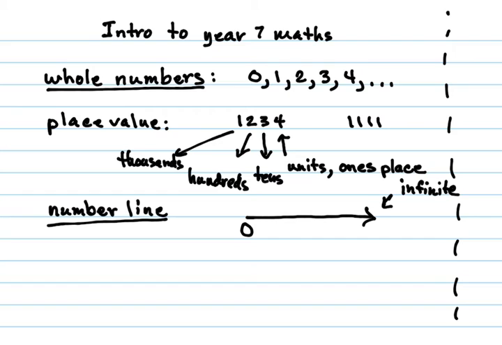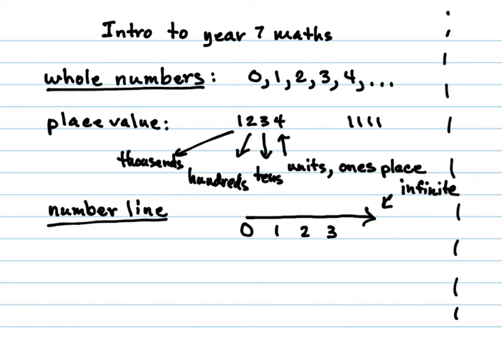Do you know that word? Infinite means never stops, right? And so you can make a number line as small or as big as you need for whatever you're doing. And as long as you include that arrow, that means that it just continues doing that infinitely, right?